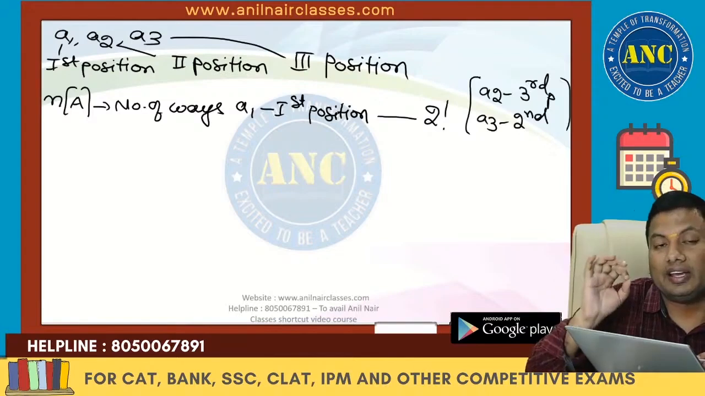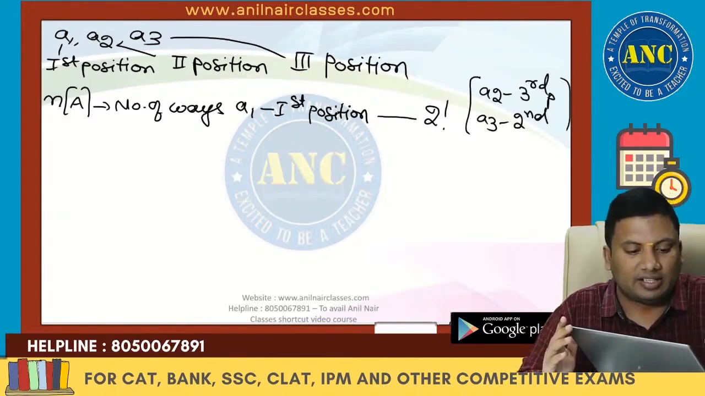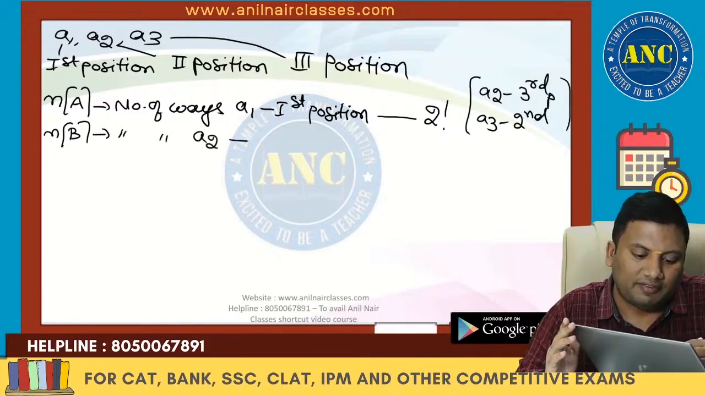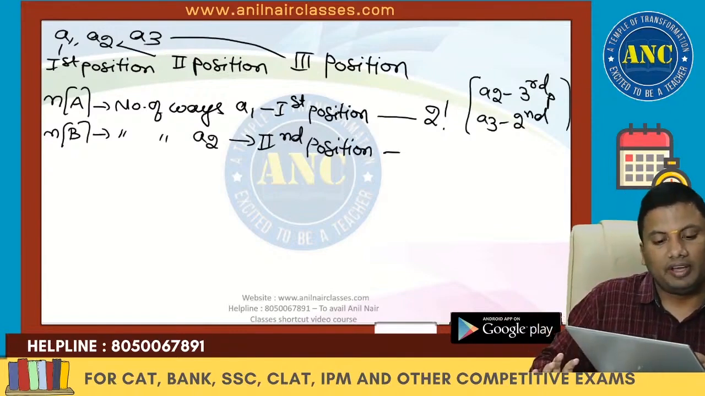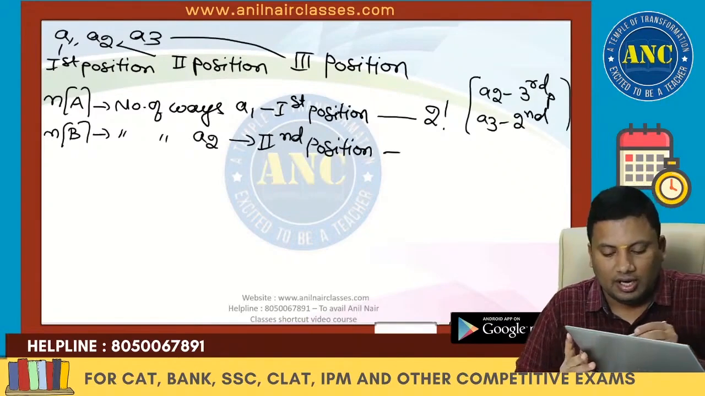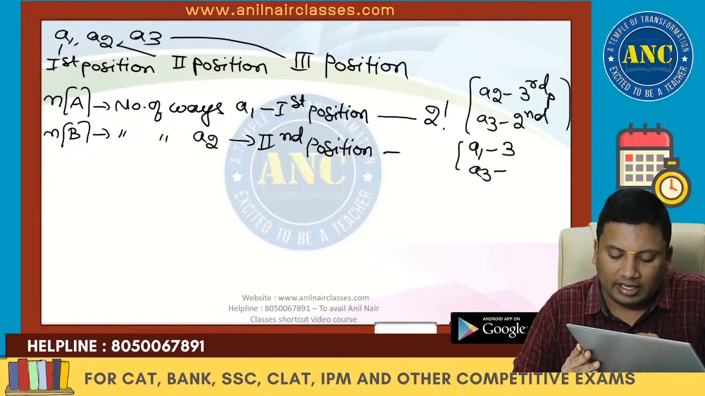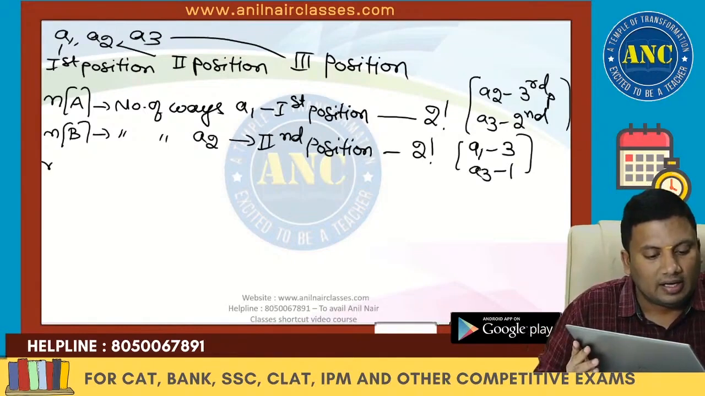N of A is the number of ways of arranging such that A1 is in its first position. N of B is the number of ways of arranging where A2 is in its original position. A2 is in its second position. If A2 is in its second position, A1 can get into third position and A3 can get into first position. Again 2 factorial. I hope it is clear.